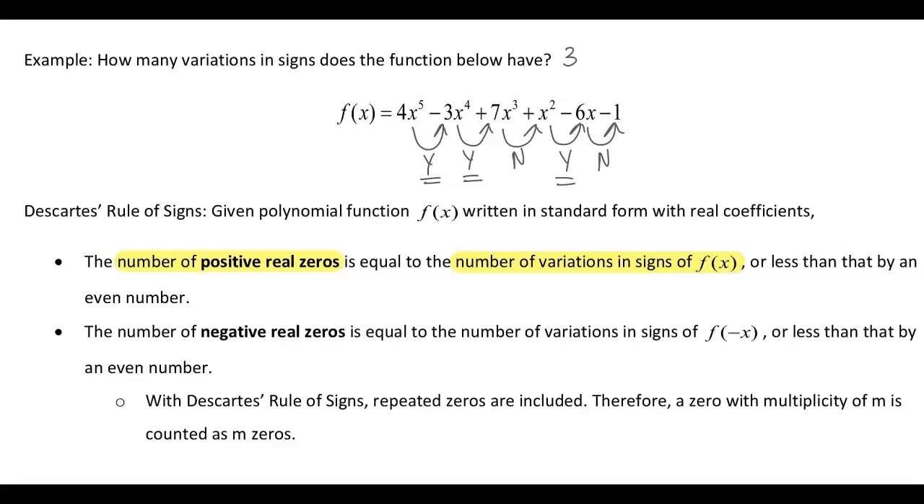The other type that we're going to have is negative real zeros. With positive real zeros, we're looking at f of x. For negative real zeros, we're going to look at the number of sign variations for f of negative x. As you notice, f of negative x and f of x are not the same. So what do you think we're probably going to have to do with that negative x? If we have f of x, how would we find f of negative x?